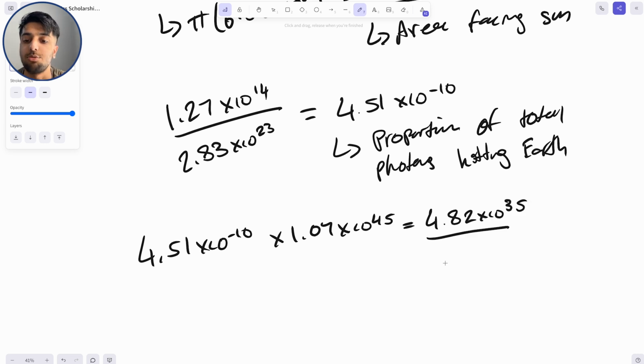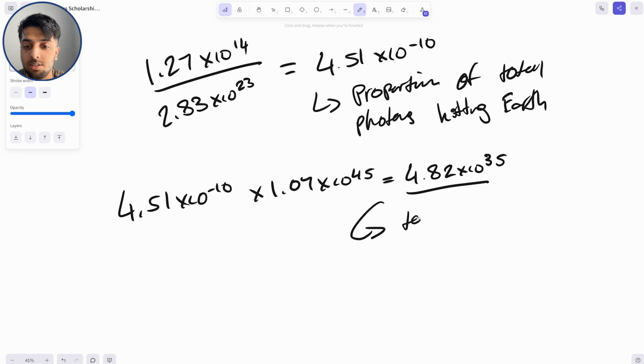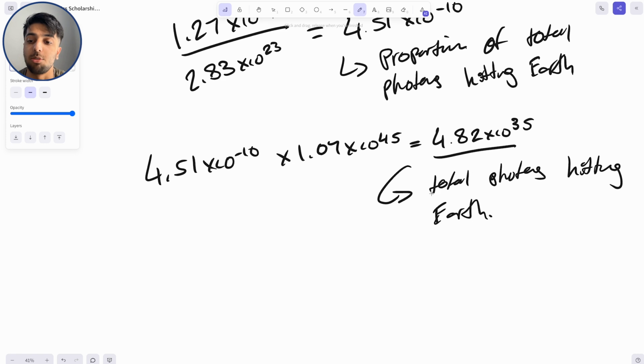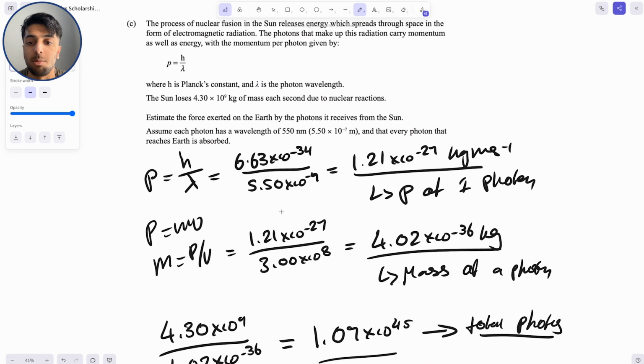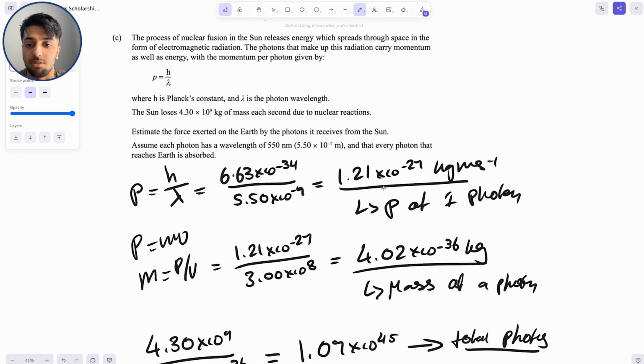And that's equal to 4.82 times 10 to the 35, and that is the total photons hitting Earth, right? And now that we have the total number of photons hitting Earth, we can multiply that by the momentum of one photon, which we calculated at the very beginning.